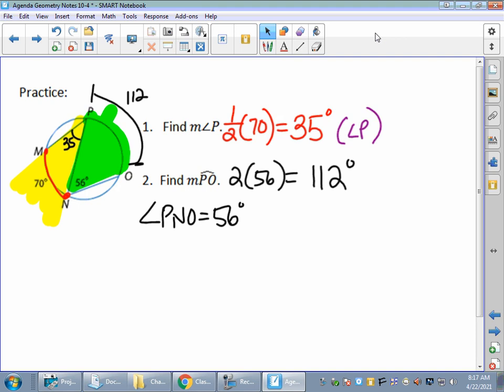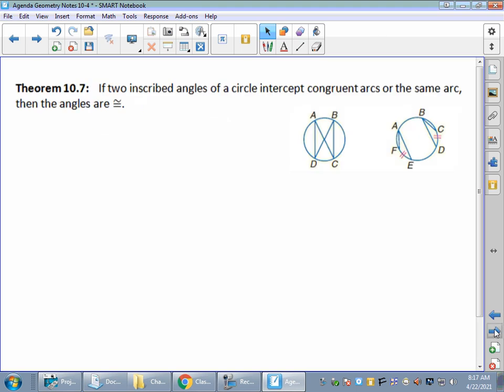Right, so just practicing going back and forth between an inscribed angle and an intercepted arc. All right, so there's a lot of theorems, a lot of things. So really we're going to go through theorems and then we're going to do a practice problem of different types. So Theorem 10.7, you do not have to memorize this. You just need to know if two inscribed angles of a circle intercept congruent arcs, then the angles are congruent.